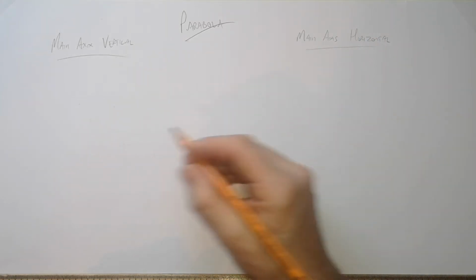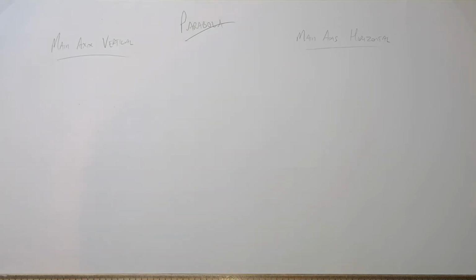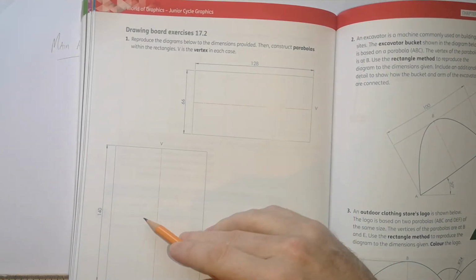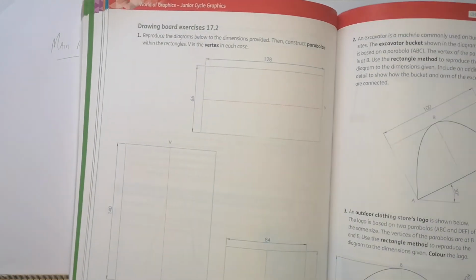Alright, in this one here we're going to add the added twist of having some awkward numbers on the side. So for the main axis vertical, the questions we're going to use for this today come from page 280 of our book here. So this is the vertical one, this is the horizontal. I'll write these dimensions in.